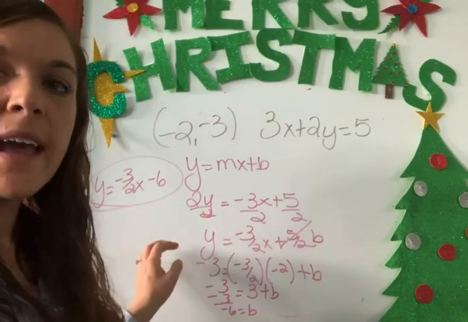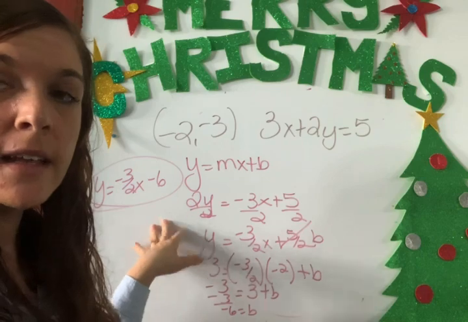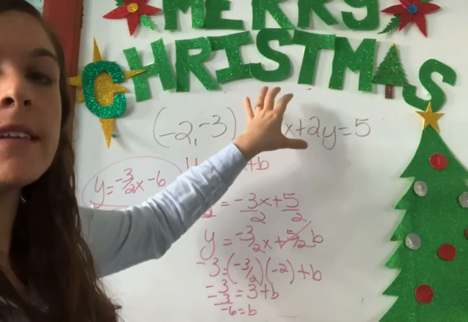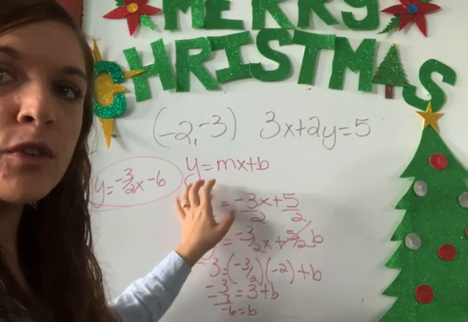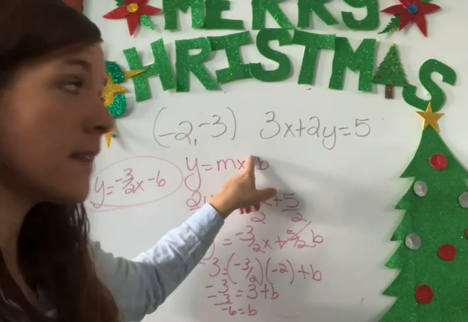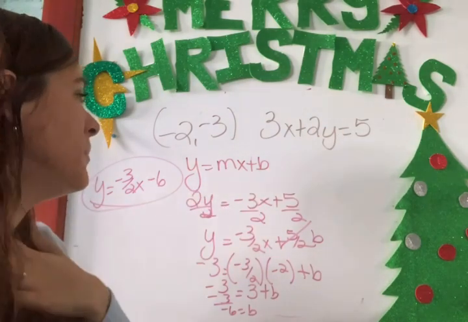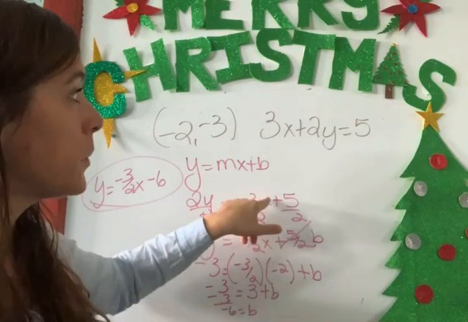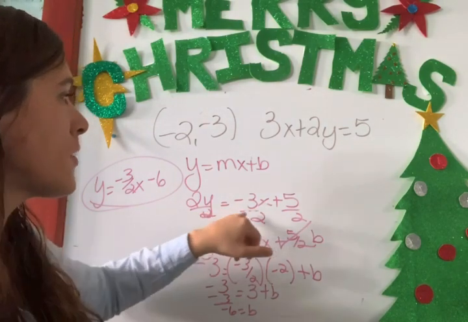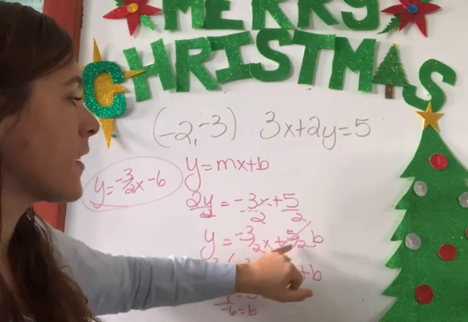Okay, Kelly, for B, I got y equals negative 3/2 x minus 6. How? Well, first I used this equation right here and put it into the y equals mx plus b form. I kept the 2y by itself over here and moved the 3x over here, so it's negative 3x plus 5. Divide by 2, divide by 2, divide by 2. So I had y equals negative 3/2 x plus 5/2.